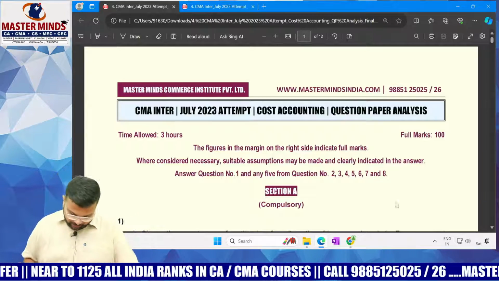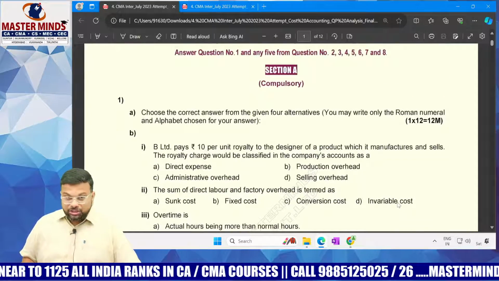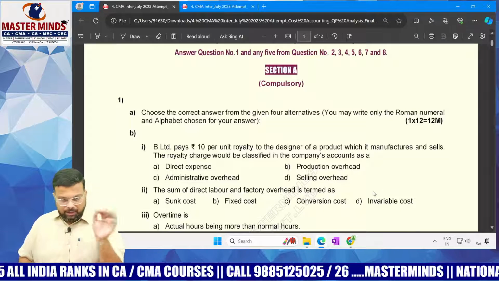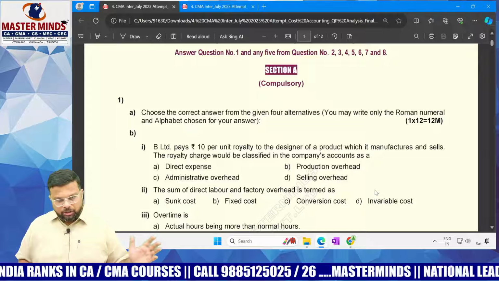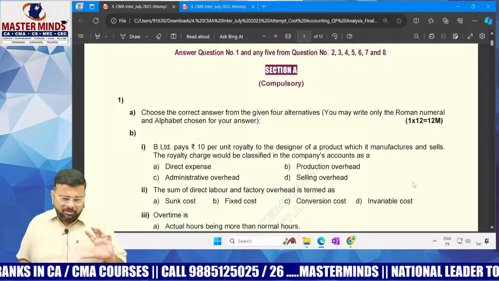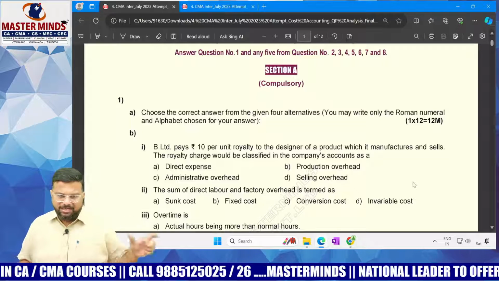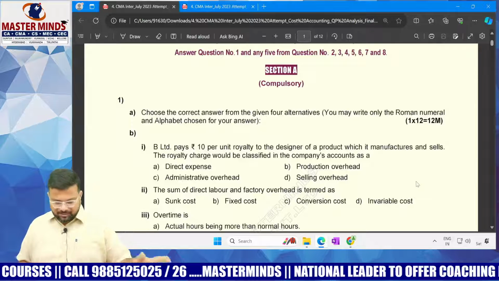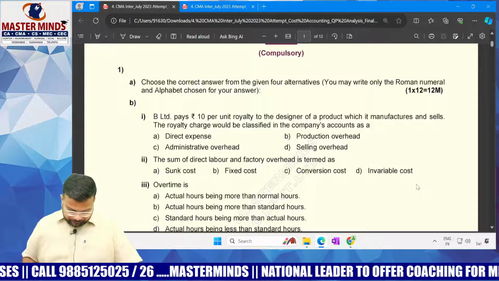Let us go to the CMA Inter July 2023 question paper so that we get some sort of idea. As you all know, section 1 is compulsory, which consists of bits. We need to simply pick the options, or mention whether it's right or wrong, or mention the words that are suitable in the blanks. So altogether we have MCQs, true or false, as well as blanks.